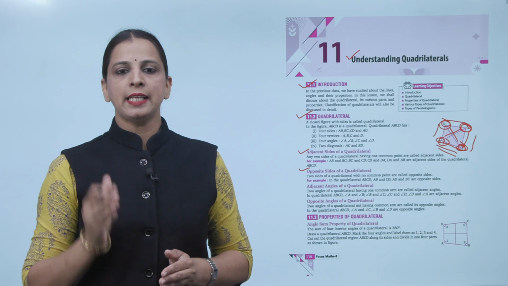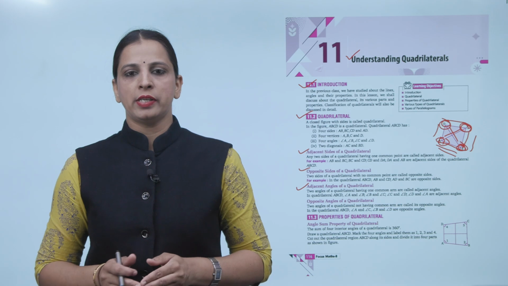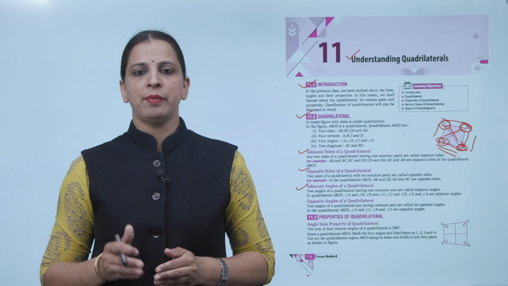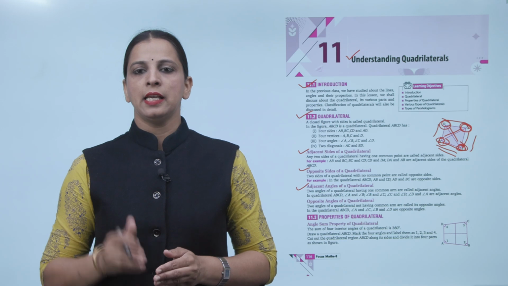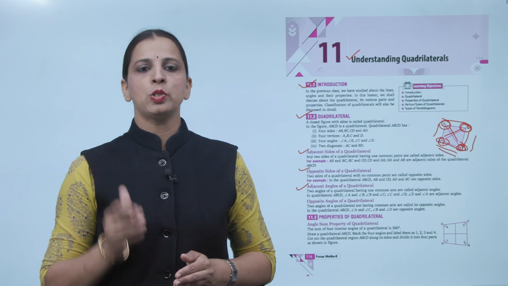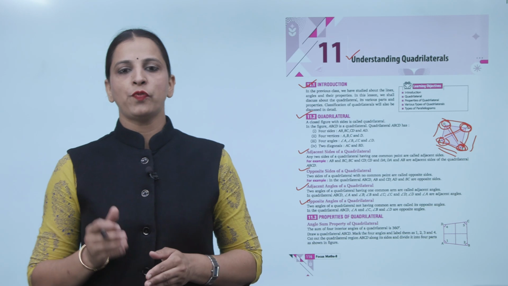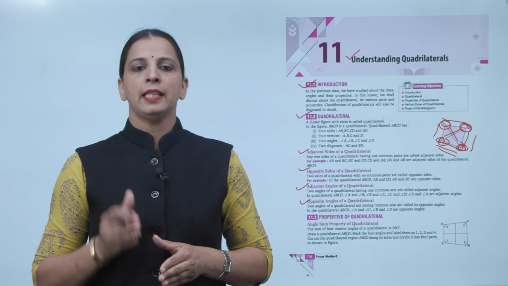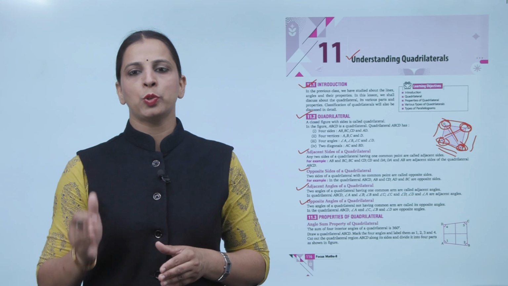Now next is adjacent angles of a quadrilateral. Two angles of a quadrilateral having one common arm are called adjacent angles. In quadrilateral ABCD, angle A and angle B, angle B and angle C, angle C and angle D, and angle D and angle A are adjacent angles. Next, opposite angles of a quadrilateral. Two angles of a quadrilateral not having a common arm are called its opposite angles. In the quadrilateral ABCD, angle A and angle C, angle B and angle D are opposite angles.